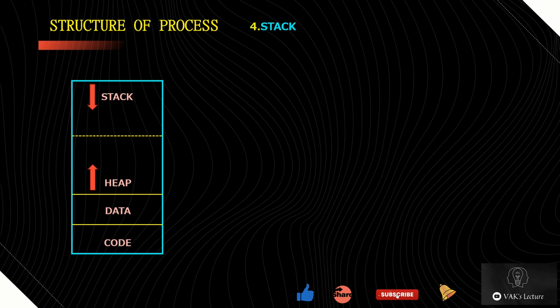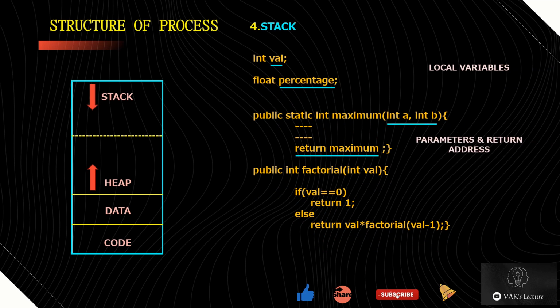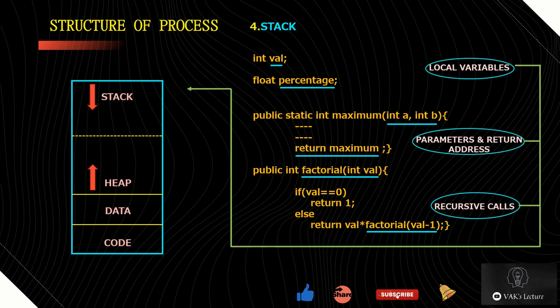The fourth one is stack. Stack is used for local variables, which we normally declare in a program. It is also used to store method or function parameters or the return address. And when we use a recursive function, the recursive calls are handled in the stack. These all are stored in the stack section.